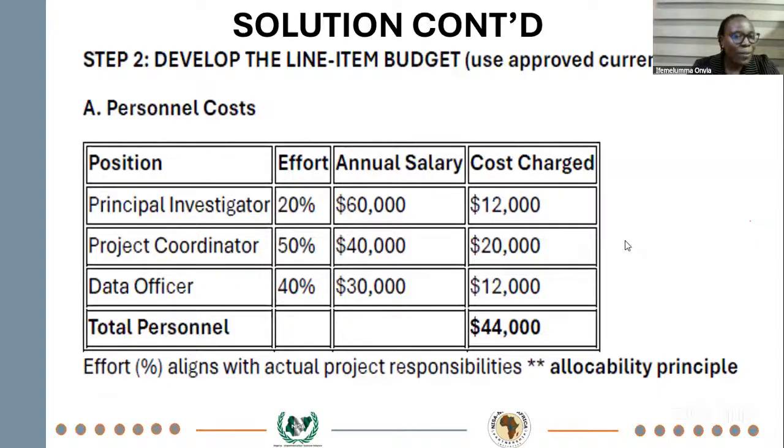So please, if you look at this, can somebody tell me why we have the principal investigator, who is the overall head of this study, at 20%, and then the project coordinator at 50%? Can somebody tell me why we may have a situation like this? I'm looking at the comment section. Yes, because of the effort. Ali said because of the effort. Yes, but why is that effort? Why do you think it may be more than that of the project coordinator?